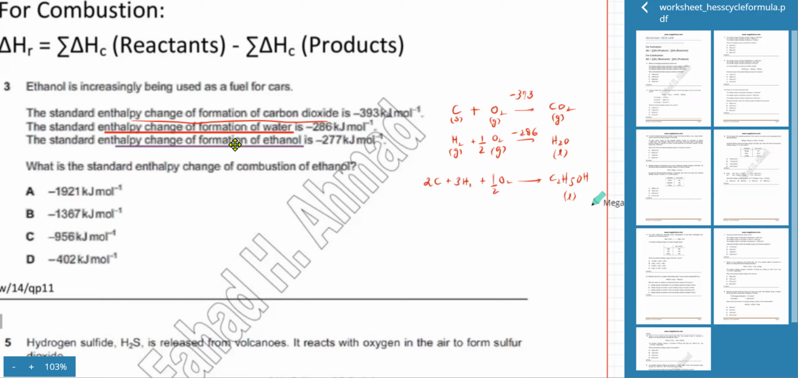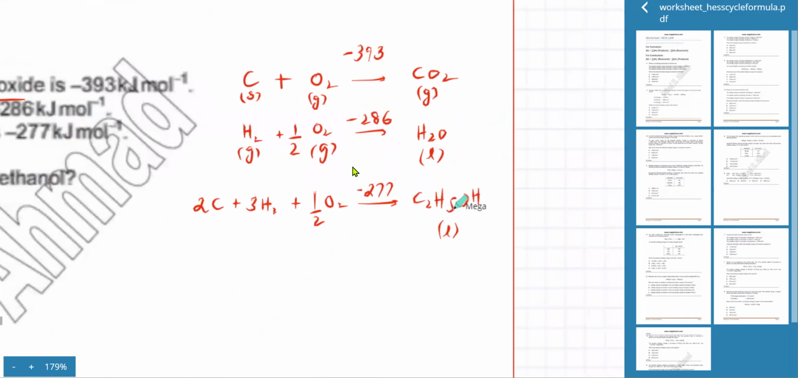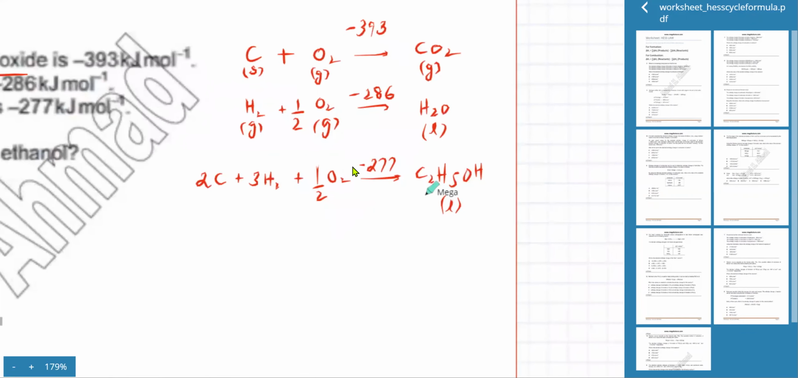This value is given as minus 277. So the value is given to us as well. So you're given these three reactions, their enthalpy changes are provided. What you need to figure out is the standard enthalpy change of combustion of ethanol. So we need to find the enthalpy change of combustion of ethanol.